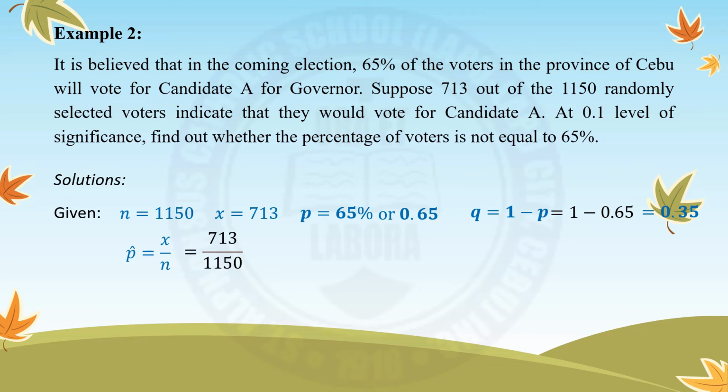The sample proportion is equal to X over n, or substitute their values, which are 713 over 1,150, and the answer is equal to 0.62. And the alpha, or the level of significance, is equal to 0.1.